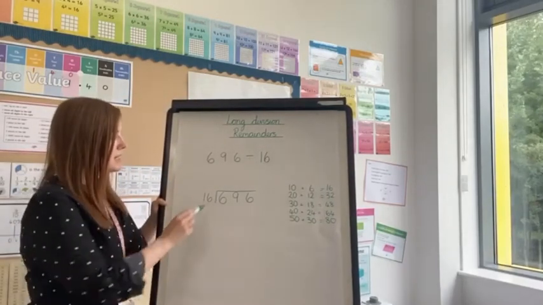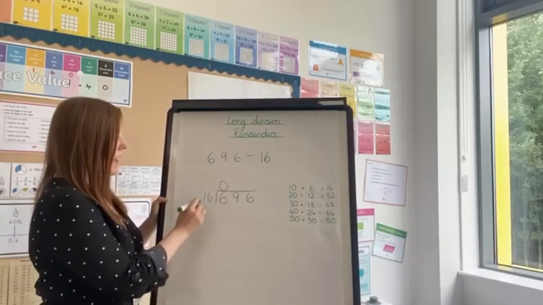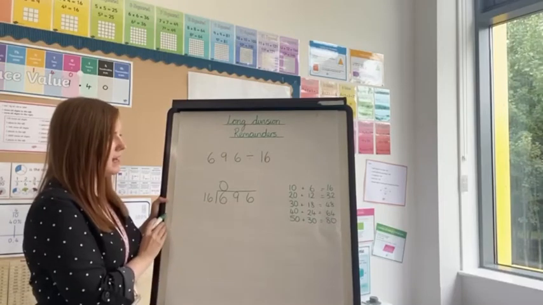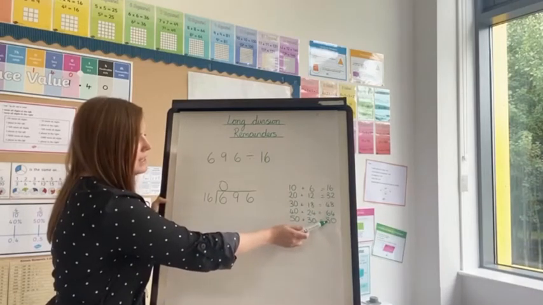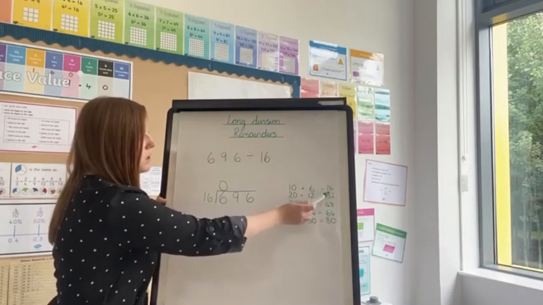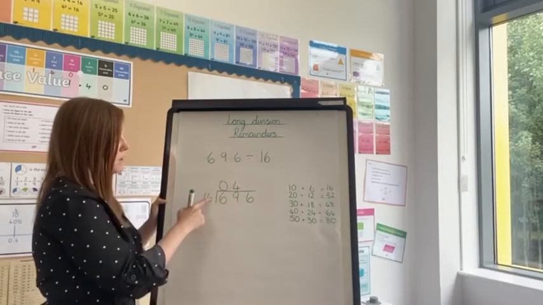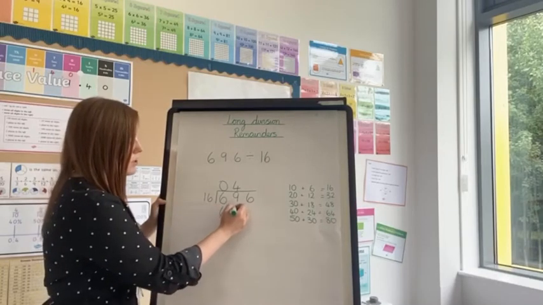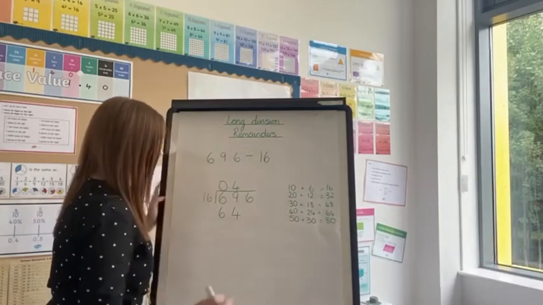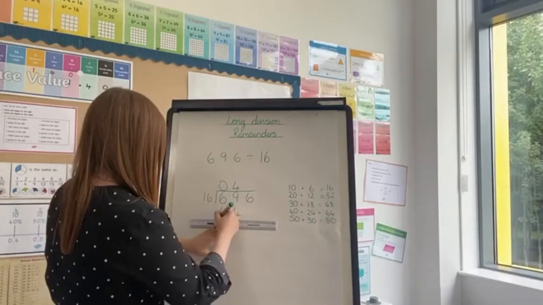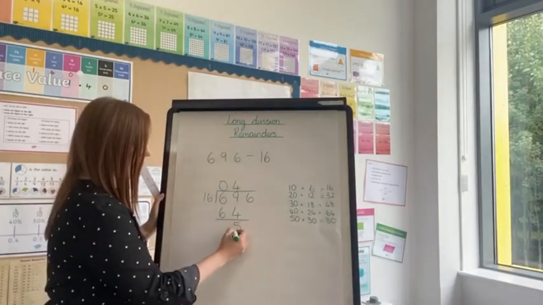How many times does 16 go into 6? 6 is smaller than 16, so it's a 0. How many times does 16 go into 69? Have a look at my multiples. I get to 64. 80 is too big, so it must be 64. So that's 1, 2, 3, 4. 16 goes into 69 4 times. 4 times 16 is 64, so that goes underneath, and I work out the difference. 69 take away 64 is 5.